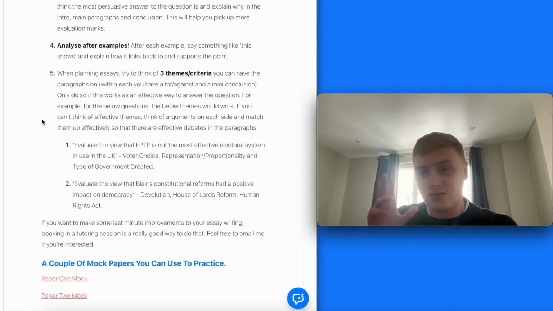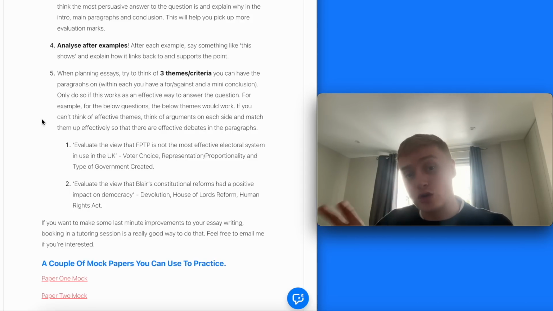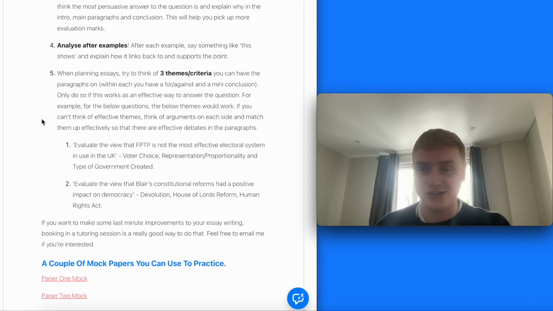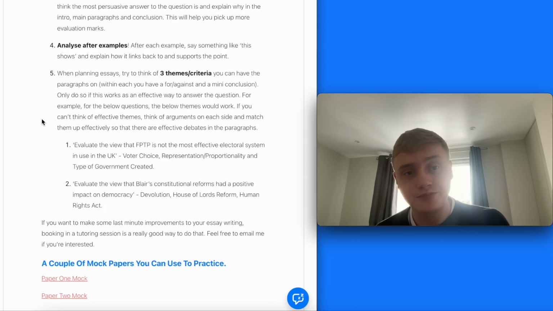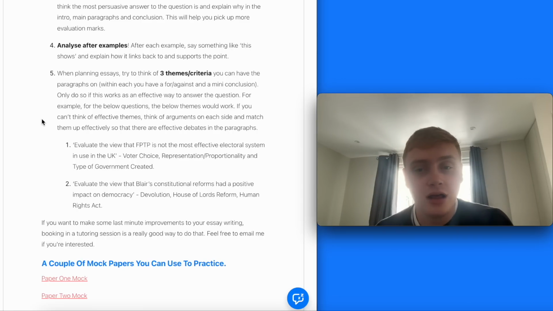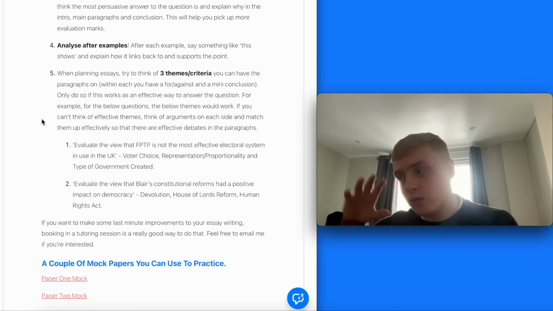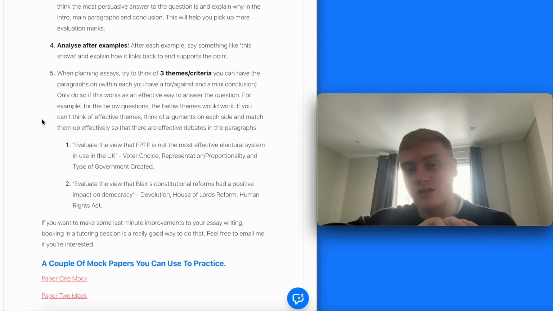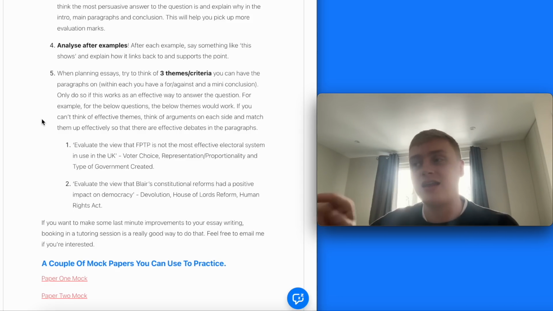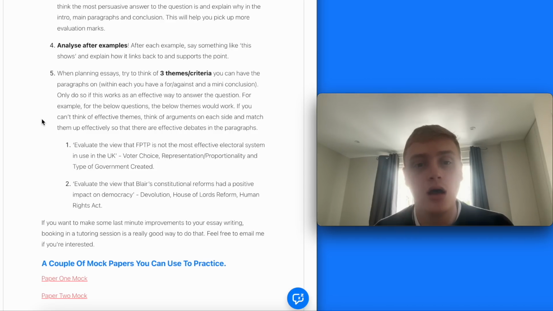So that's your first idea. You want the three themes if you can. Sometimes that doesn't work for questions. Sometimes, especially if they're questions you haven't prepared very well or haven't seen before, or haven't seen similar ones, it's quite difficult to think of effective themes. In that regard, what you want to go for is, okay, what are some arguments on one side, what are some arguments on the other, and then match them up well. And they need to be matched up well so there's effective debates within the paragraphs.